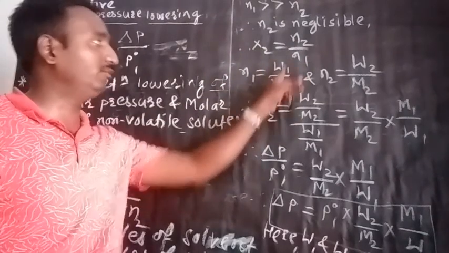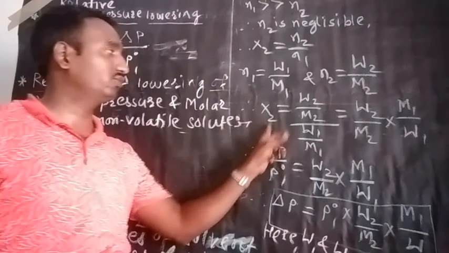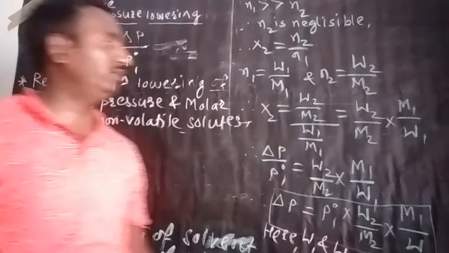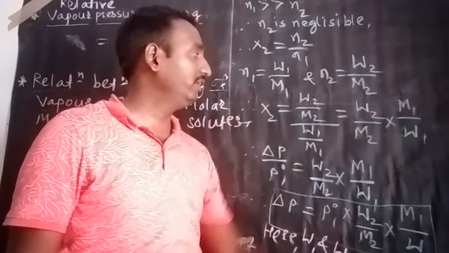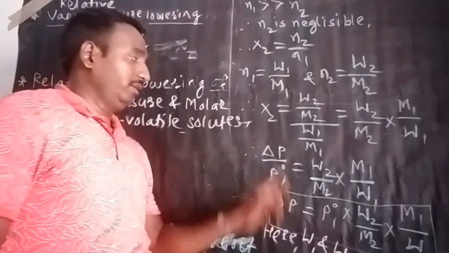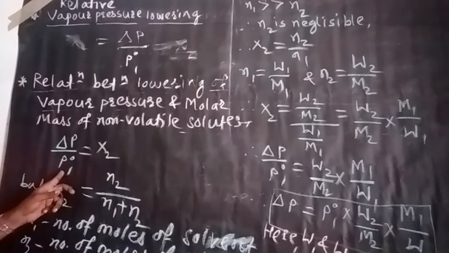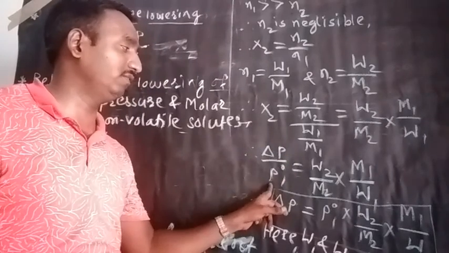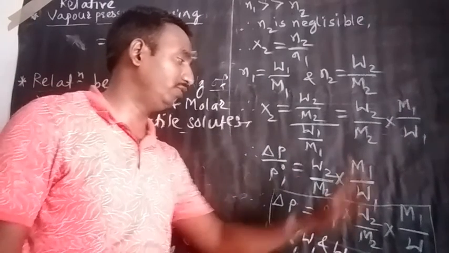But N1 is W1 upon M1 and N2 is W2 upon M2, and that's why X2 is equal to W2 upon M2 upon W1 upon M1. On rearranging, it becomes W2 upon M2 into M1 upon W1. But X2 is equal to what? Delta P upon P01. And so we can write delta P upon P01 is equal to W2 upon M2 into M1 upon W1.